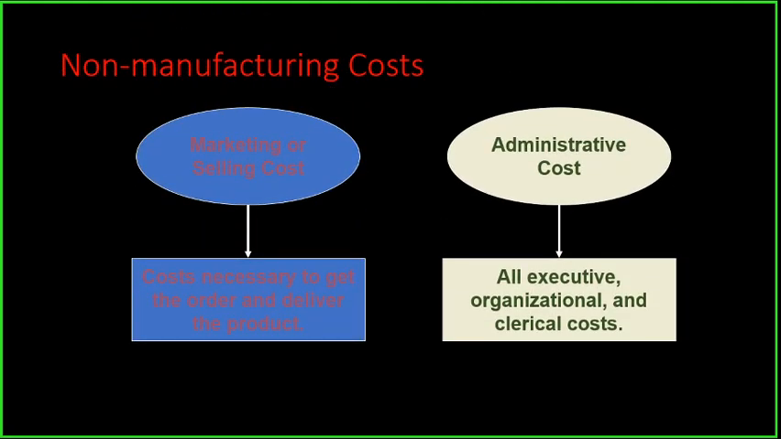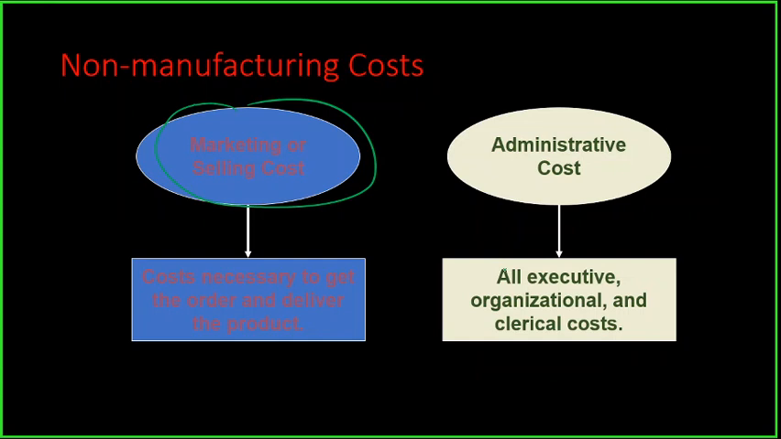So, if you cannot classify a cost as a manufacturing cost, meaning it's not a direct material, direct labor, or manufacturing overhead, definitely it is a non-manufacturing cost. So, it could either be classified as a marketing or selling cost or an administrative cost. What are marketing or selling costs? These are costs that are necessary so that you can sell or deliver a product. Administrative costs naman, they are incurred to maintain the existence of the operation or the business, like executive, organizational, and clerical costs.